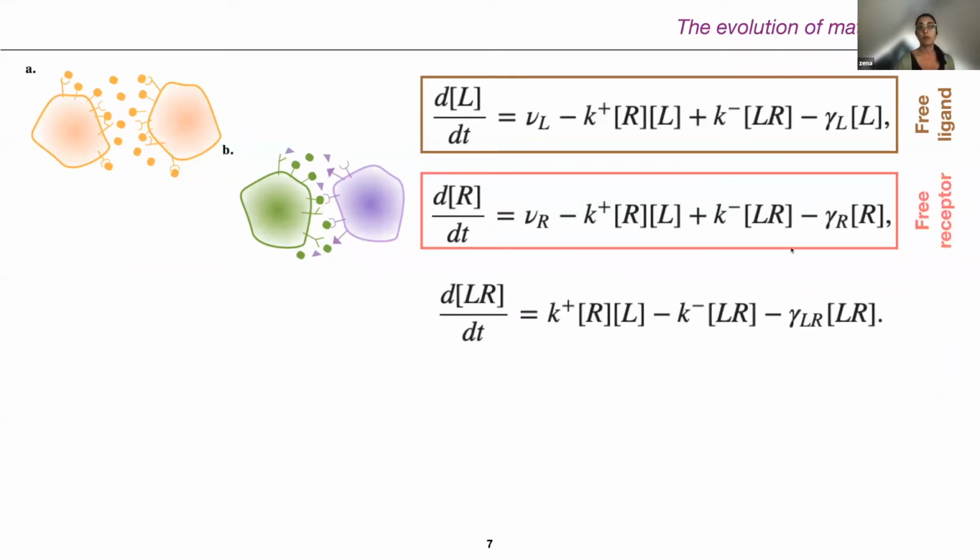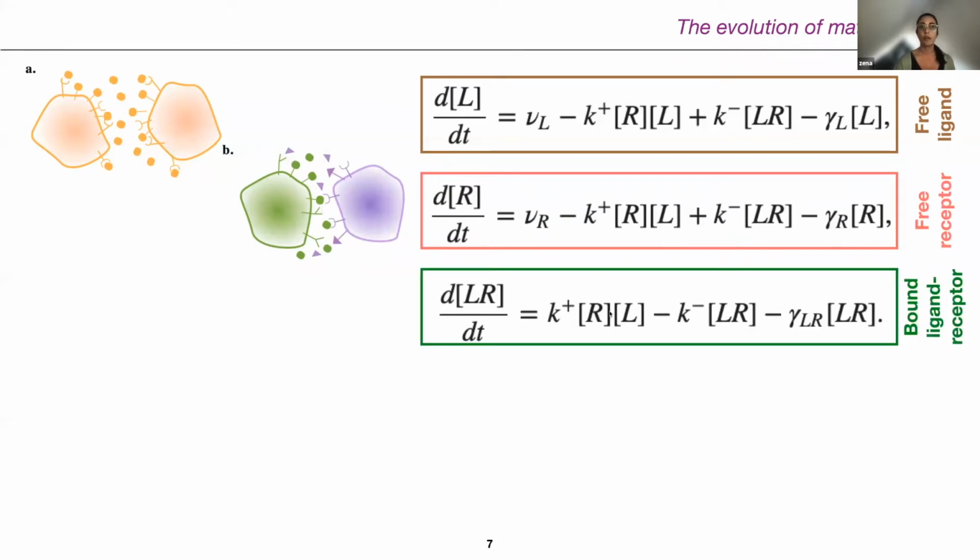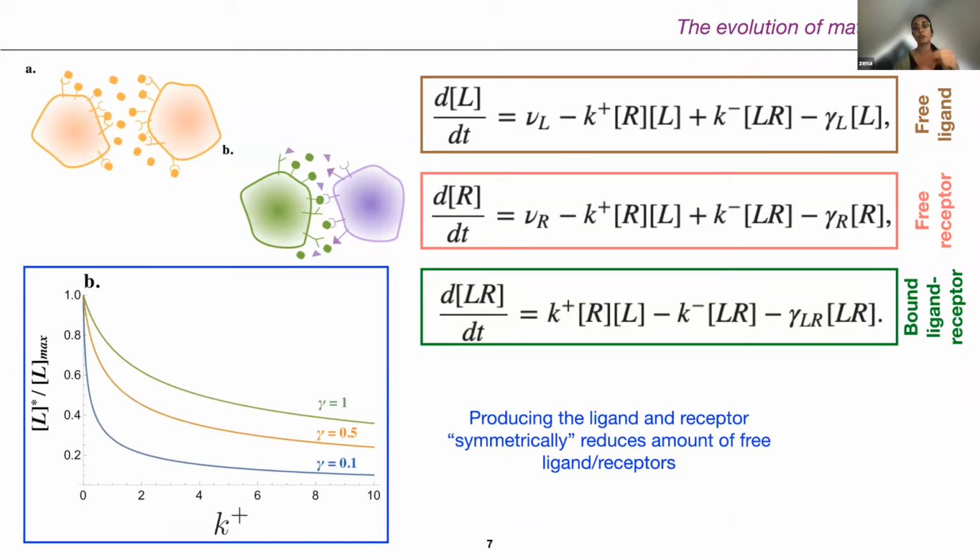A similar equation holds for the amount of free receptor, and we can also follow the bound ligand-receptor complex that increases at the rate at which the ligand and receptor bind. It's removed at the rate K-, which is the rate at which the bound complex unbinds, and it also degrades at the given degradation rate. So these equations we can solve at steady state to obtain expressions for the concentration of the free ligand, receptor, and bound complex.